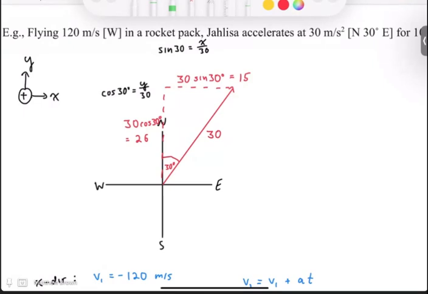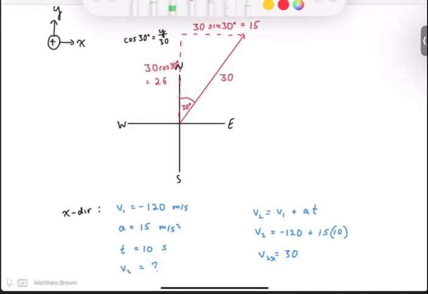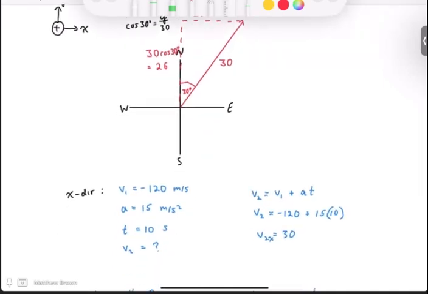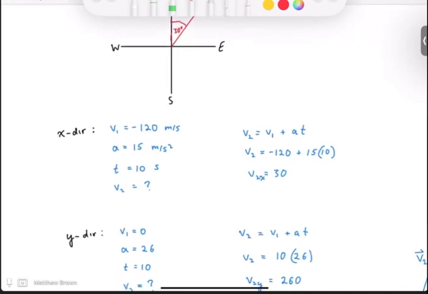Then I do basically the same process for the y component. The cosine of 30 is the y component over 30, rearrange that. Cos of 30 is like 0.86 or so. Once I get the components of this, I can look at each direction completely independently. A wonderful thing about doing problems like this is you can always look at x and y all by themselves.